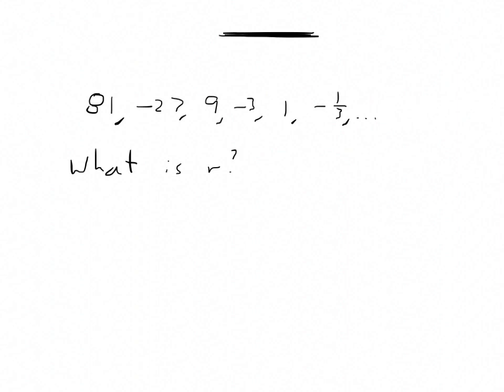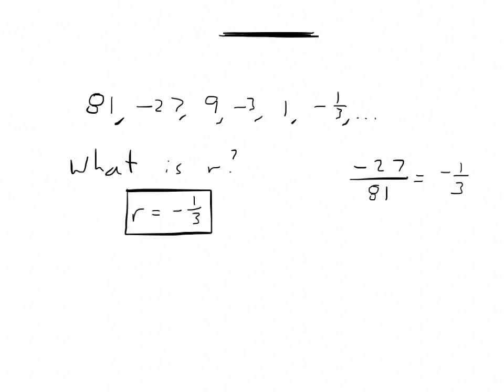Similar to what we did previously, you can always find R by taking one term and dividing by the previous term. So negative 27 divided by 81, this is going to reduce to negative 1/3. And so we find here that the common ratio of this sequence is negative 1/3. You can tell that each time I multiply by negative 1/3, and it's a little bit clearer as you get further on. 9 times negative 1/3 is negative 3. Negative 3 times negative 1/3 is positive 1, and so on. Okay? So that's what the common ratio is.